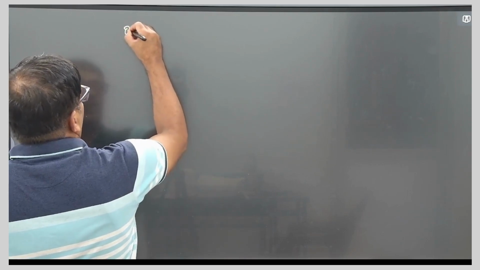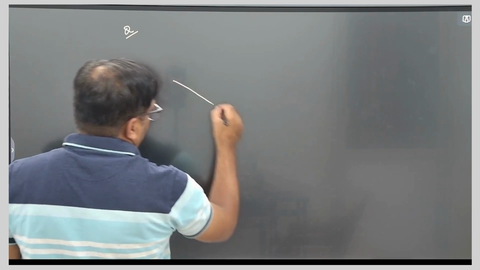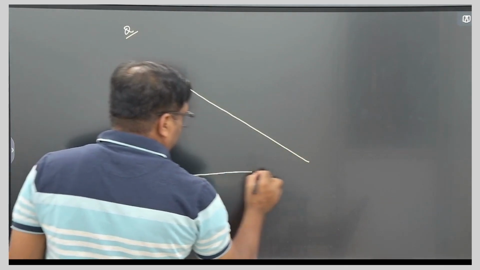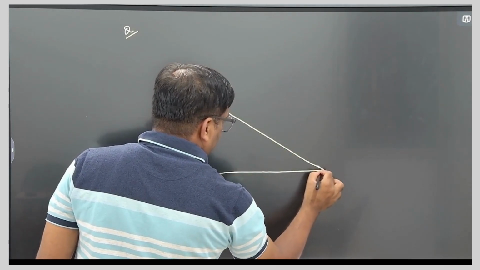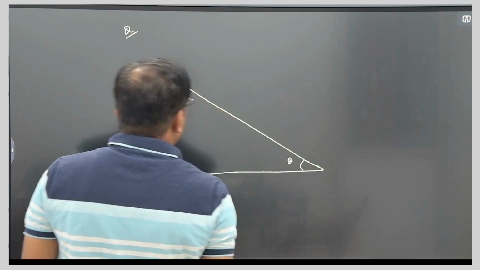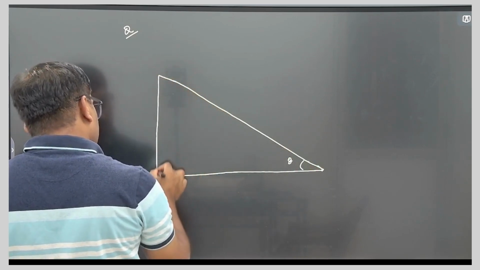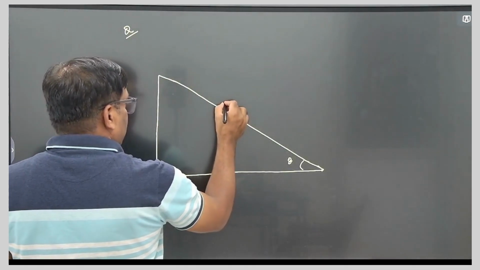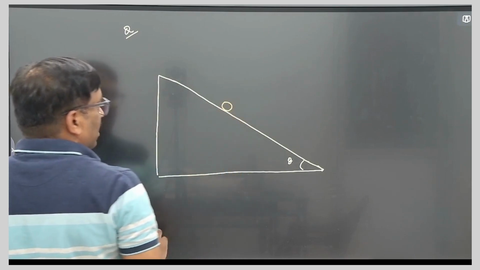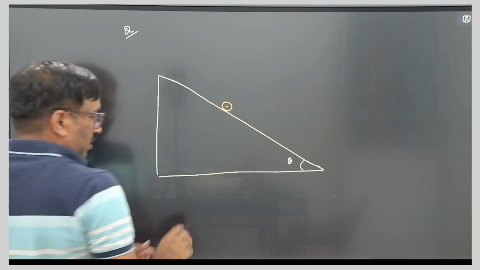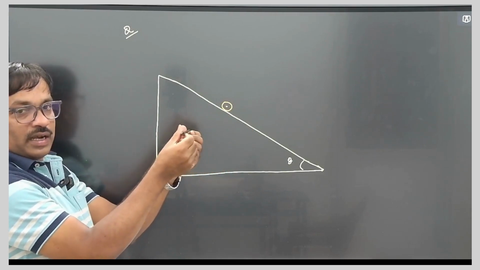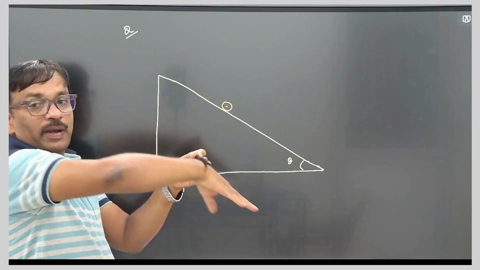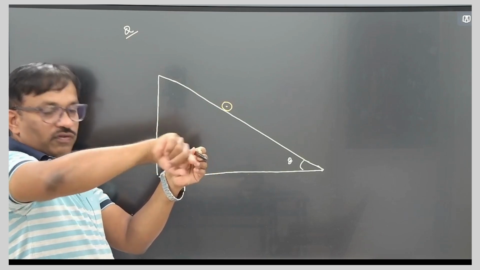Now we'll go for one more application. Suppose this is an inclined plane. Inclined plane is there. Therefore, this is theta. Right? So here now there is one current carrying conductor. This is one current carrying conductor, so the current is coming out like this. This is one current carrying conductor placed on an inclined plane. Right? Current is flowing like this.